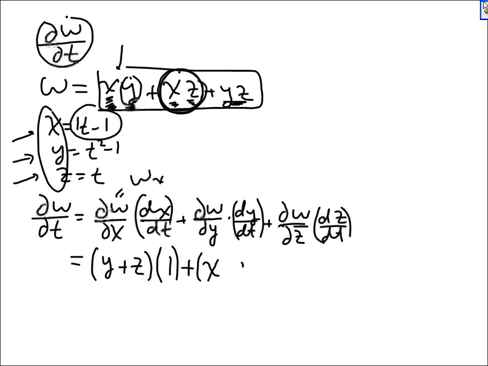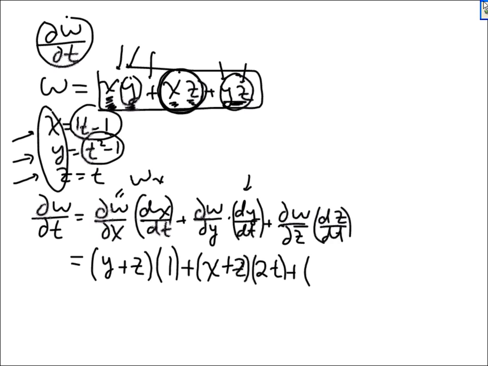Okay, plus, now we take the derivative of this. There's y. Z is a constant. Z times y, a constant times y, the derivative is just a constant, times dy dt, which is 2t. Plus the partial of w with respect to z. Well, in xy, there's no z's. It's just a constant. The derivative is 0.